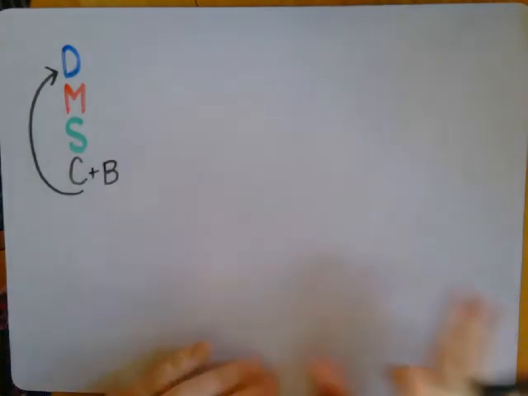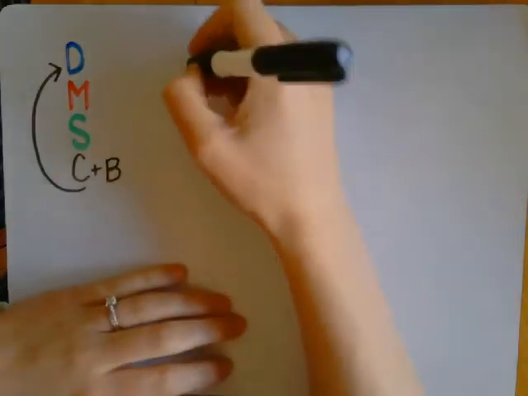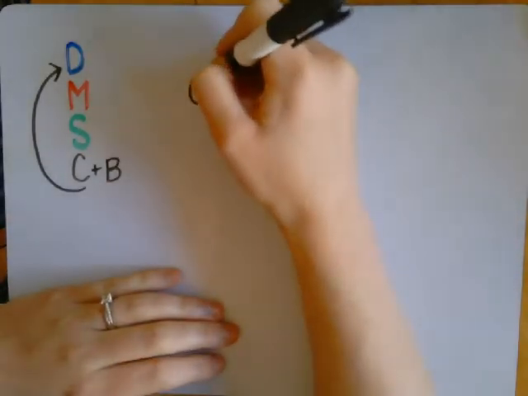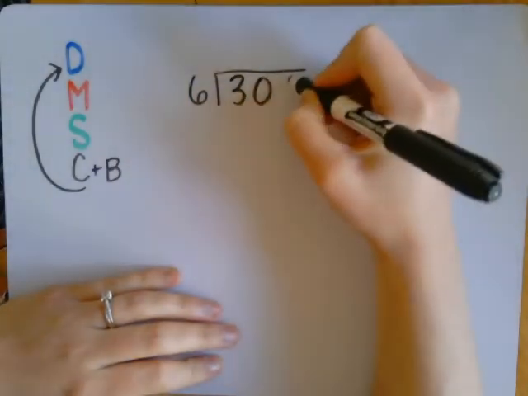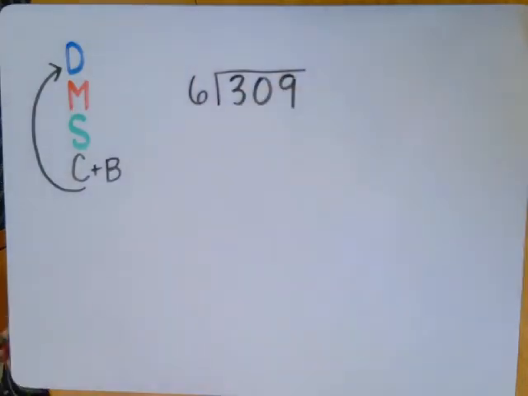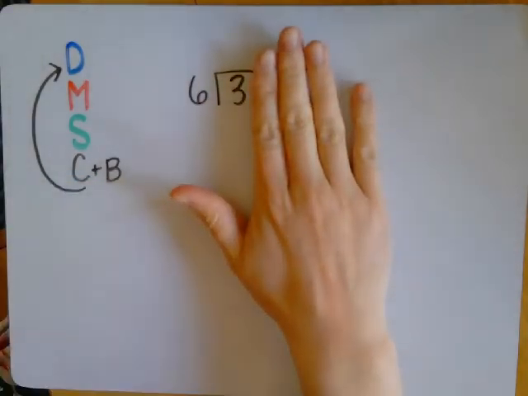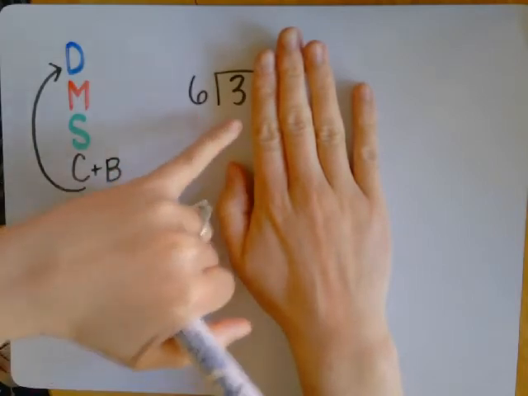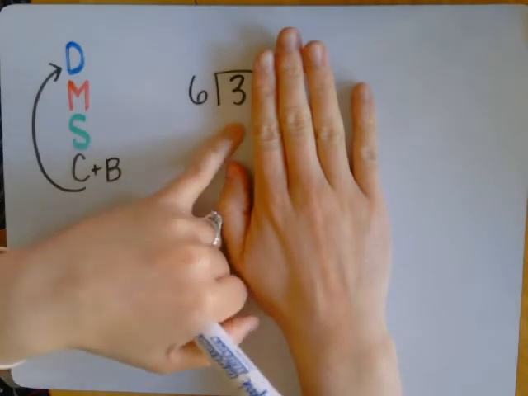All right, let's do 309 divided by 6. So we always start the same. We start by dividing. So we have to divide 3 by 6. We can't do that because if I only had 3 things and I wanted to make a group of 6 out of that, I would not have enough.